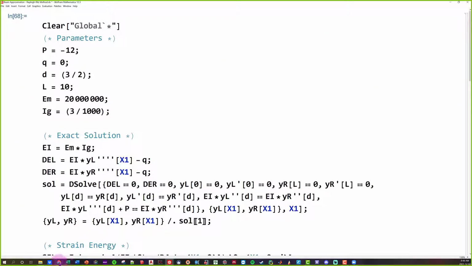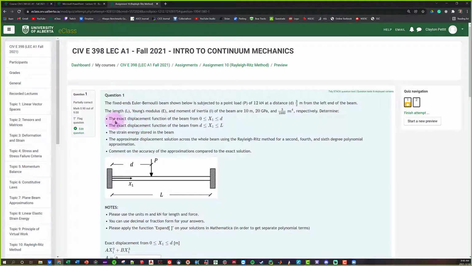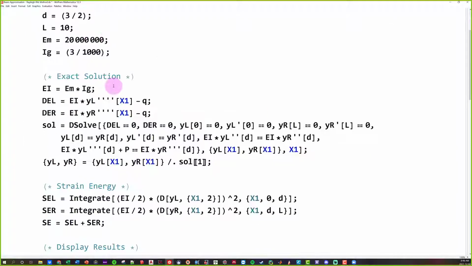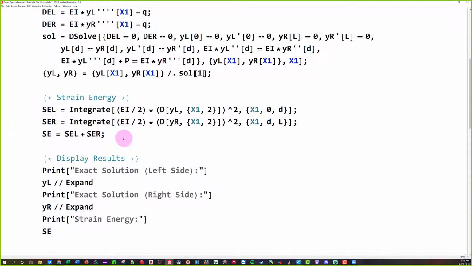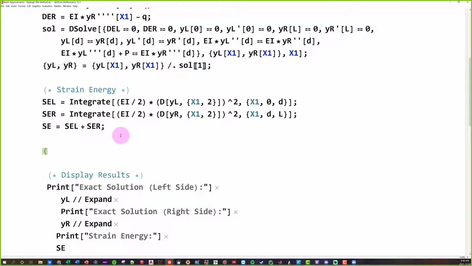So now at this point, if we were to go back to the assignment, we've completed part A, part B, and part C. The last thing that we are going to do is basically complete the actual meat of the assignment, which was find an approximate displacement function for the entire beam using the Rayleigh-Ritz method for a second, fourth, and sixth degree polynomial. As we're going to see, it's going to be quite simple. So we have our exact solution, good to go. We have our strain energy, good to go. And I'm going to come down here.